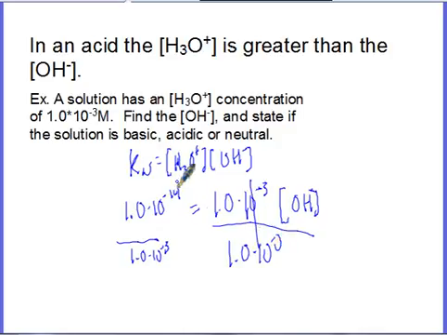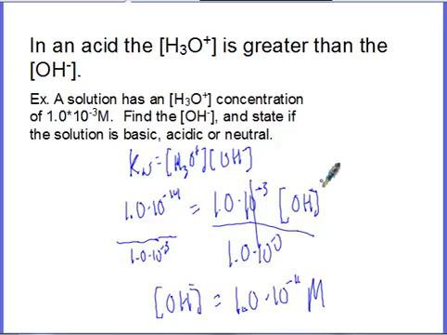Cancel out. If you remember, again, rules of exponents, if you are dividing by exponents, you subtract them, so we have negative 14 minus negative 3. So the concentration of our OH in this solution is negative 14 minus a negative 3, which is equal to negative 11. Sorry. So the concentration of our OH is 1.0 times 10 to the negative 11th molar.